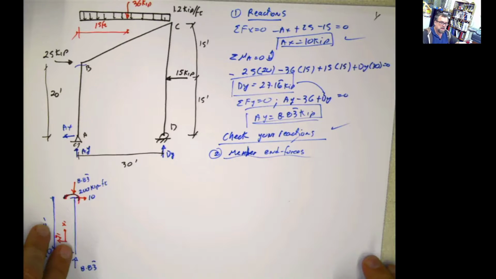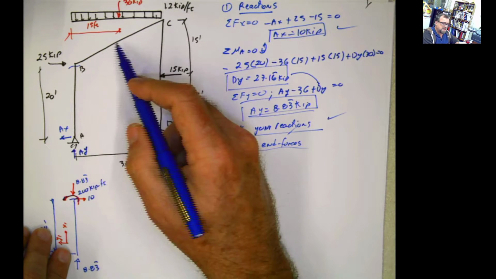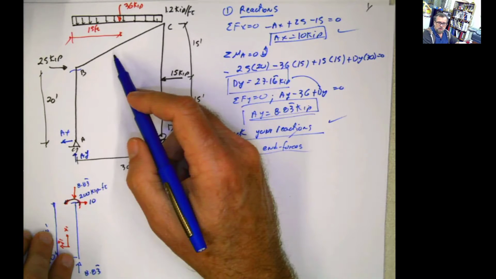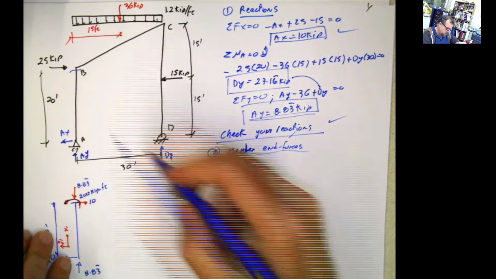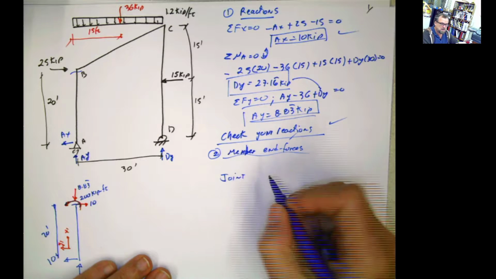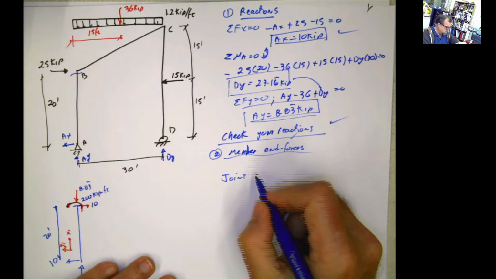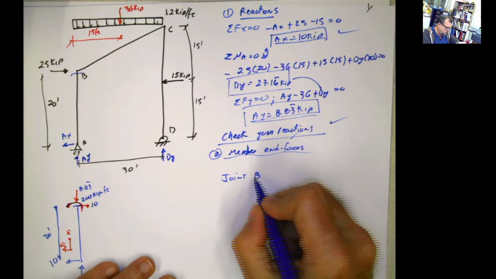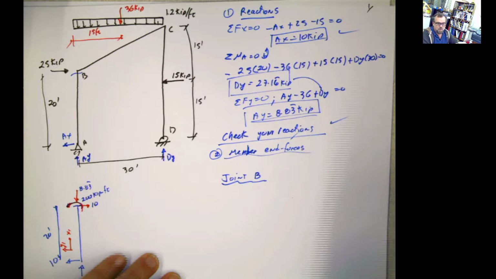Okay, now, instead of passing directly to the member BC, what we are doing now is we are studying the joint. And believe me, I have been doing this for some time. I'm pretty sure that a little bit more than you have. Might be wrong, but I think so.